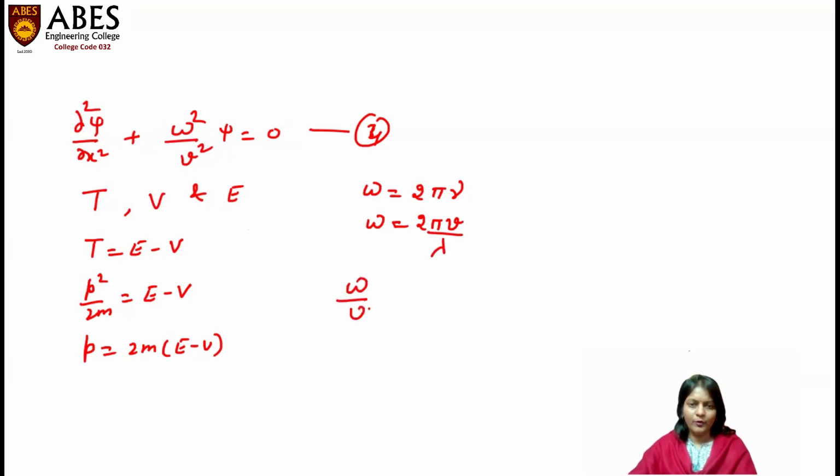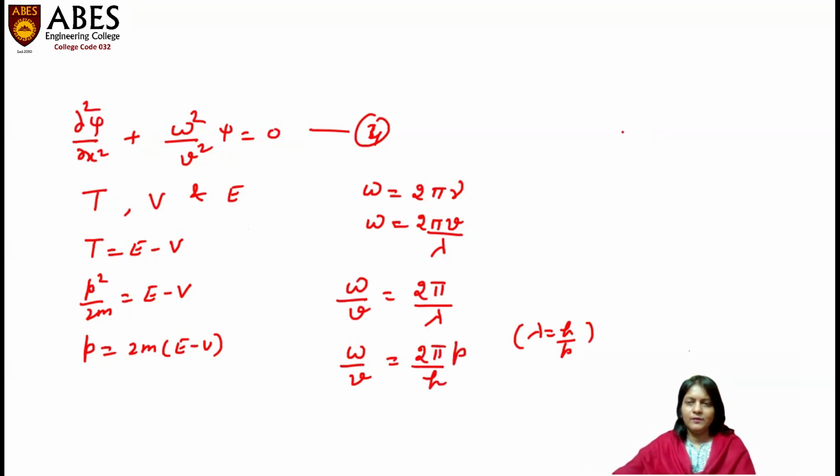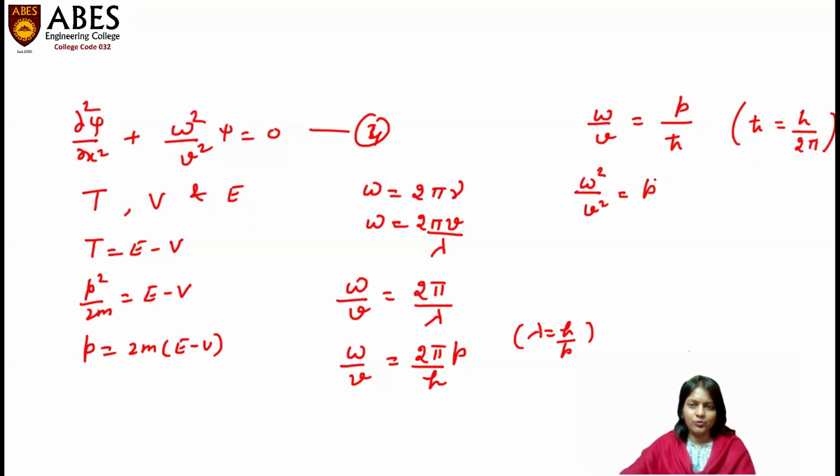So omega upon v becomes 2 pi by lambda. But with the help of de Broglie hypothesis, we know that lambda is equal to h by p. So it becomes 2 pi, and in place of lambda, I can write h upon p. So omega upon v becomes p upon h cut. And we know that h cut is a constant, which is h upon 2 pi. And omega square upon v square is equal to p square upon h cut square.